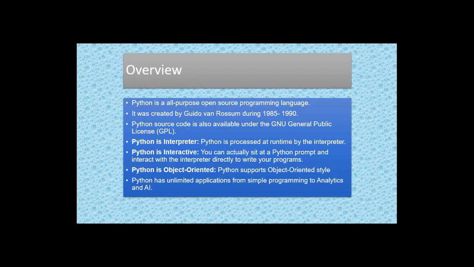Python is an all-purpose open-source programming language. It's an interpreter. It's very interactive and object-oriented. Python has unlimited applications from simple programming to analytics and artificial intelligence. It has 3 decades of history. It's very rich in libraries.